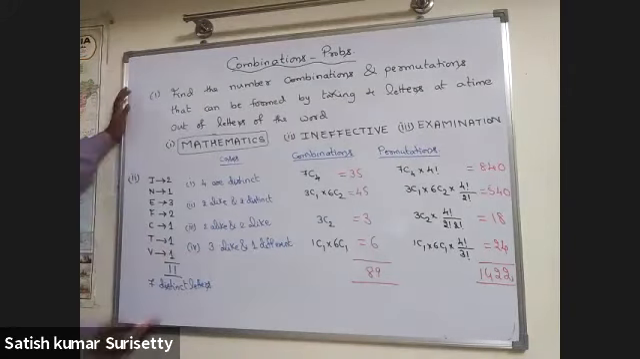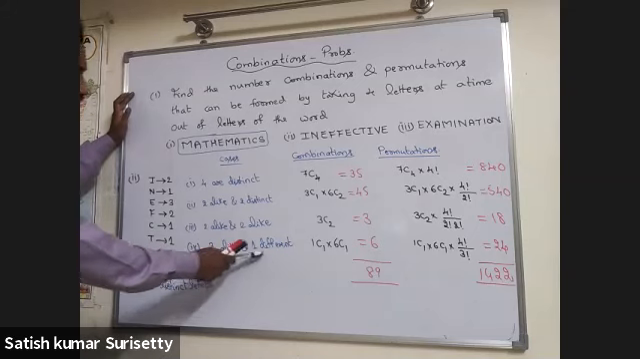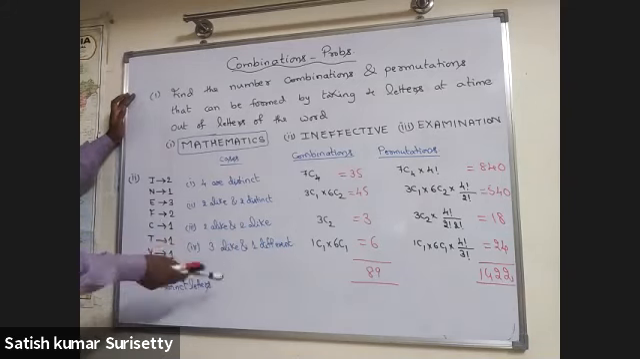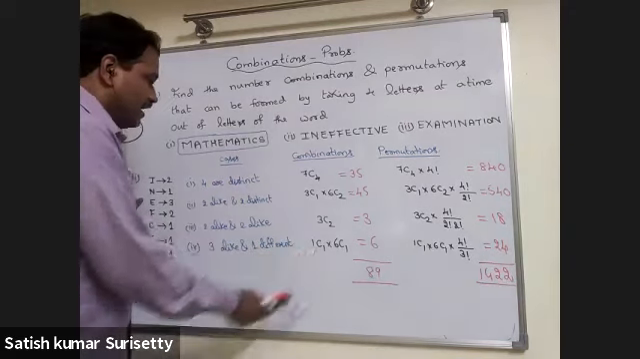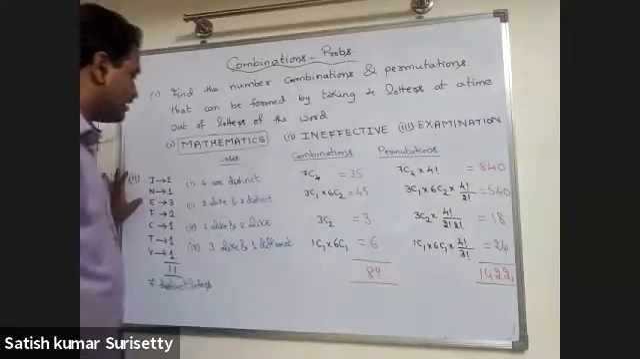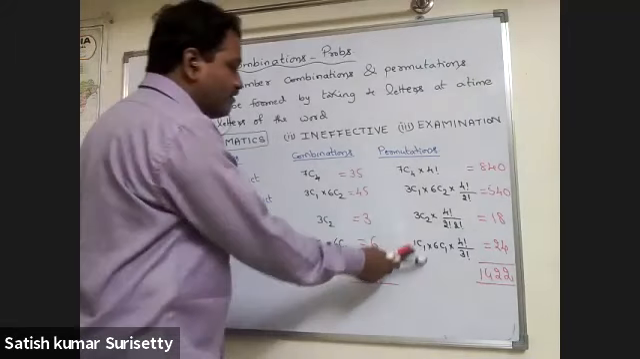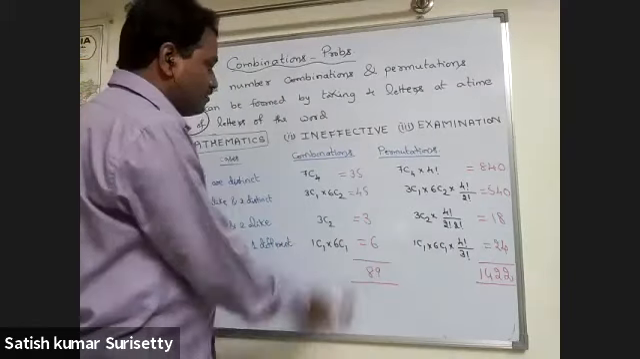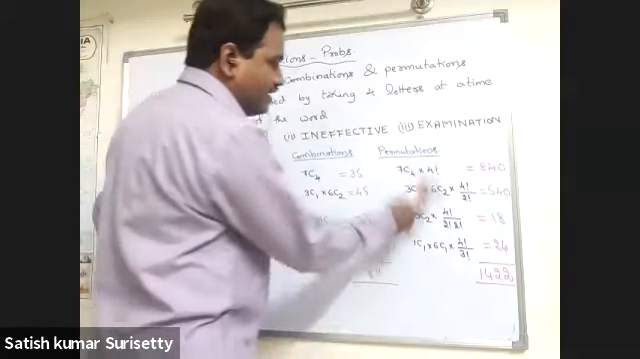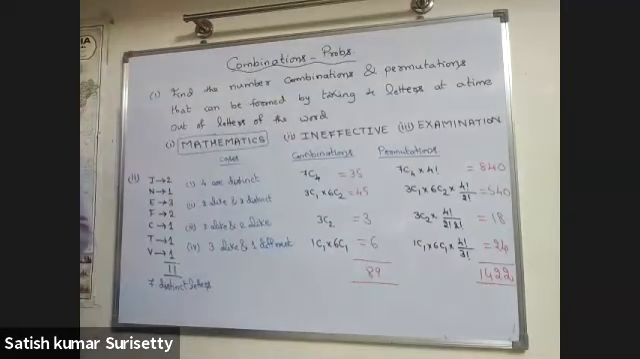Now, fourth case, 3 alike of one kind and one is different. So 3 alike is the only one letter which is repeated 3 times. That's why it is 1C1 into 6C1 because 6 distinct letters are available. Now the arrangement will be 1C1 into 6C1 into 4 factorial upon 3 factorial. Now the number of combinations are 89 and the number of permutations are 1422.